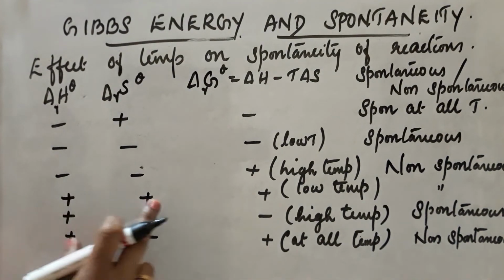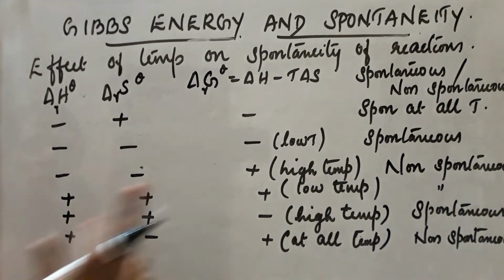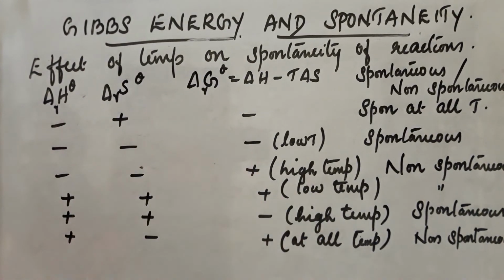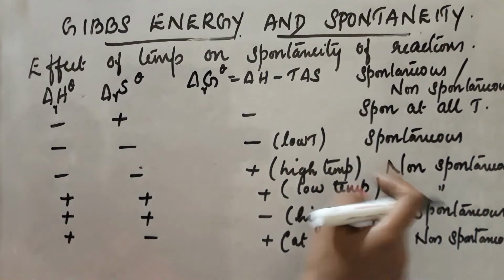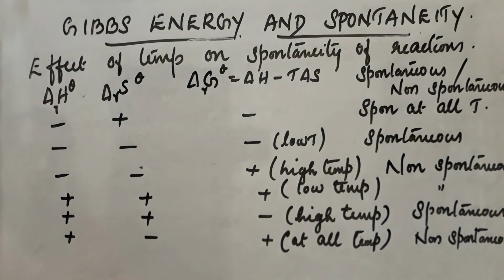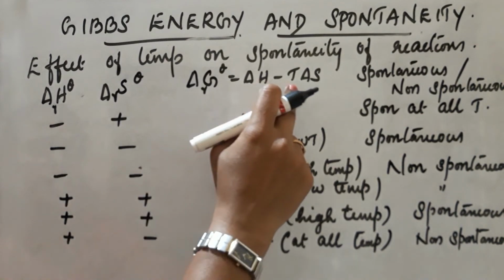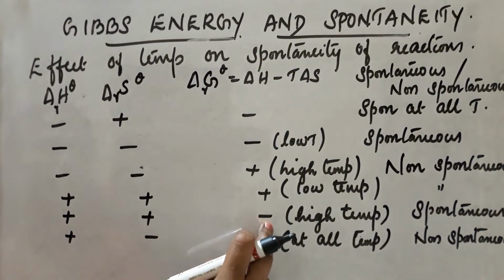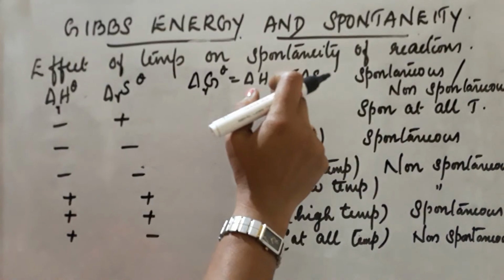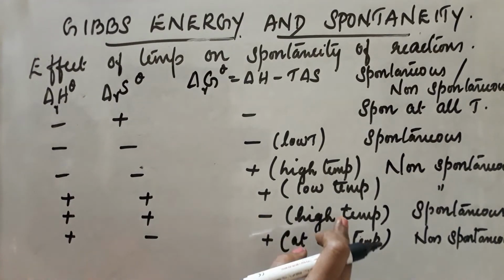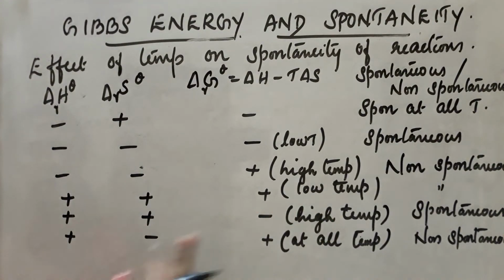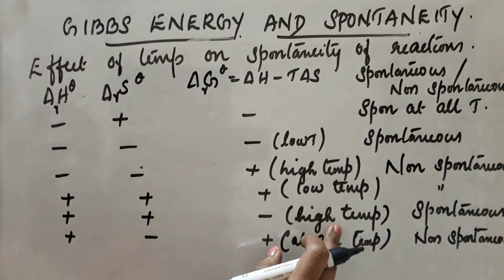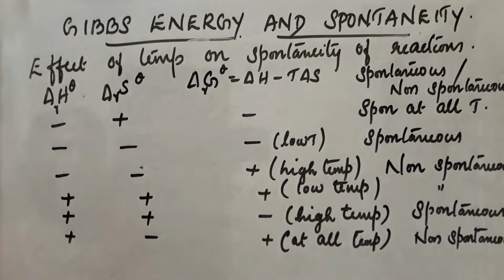Next, if both are positive, delta G will also be positive at low temperature. So the process is again non-spontaneous. If both are positive at high temperature, what happens? The T delta S value exceeds delta H, so delta G will be negative. So at high temperature, if both are positive, the process is spontaneous.